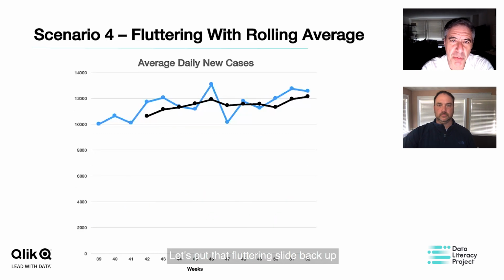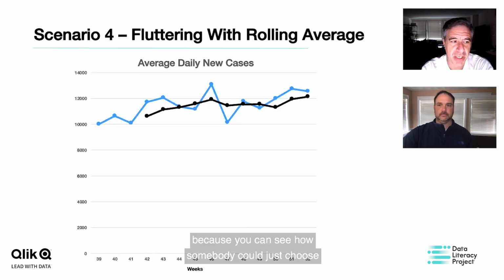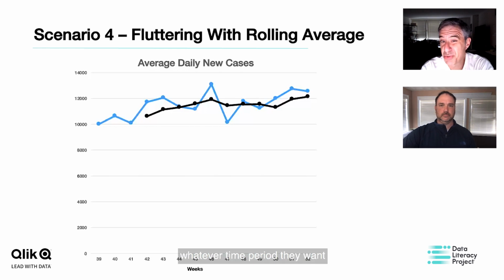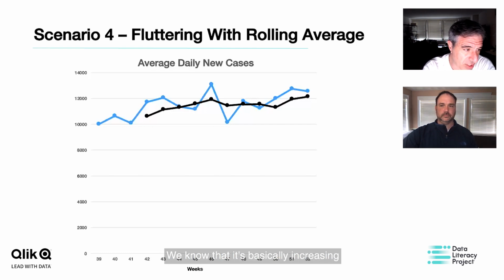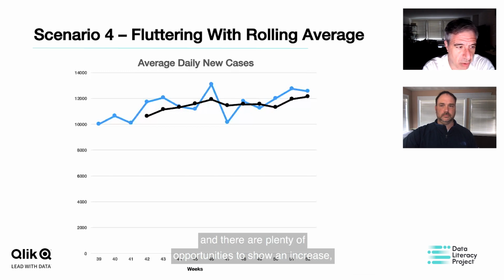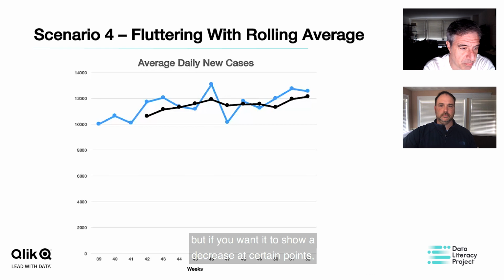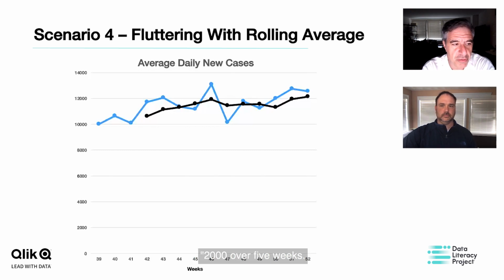Of course they are. Let's put that fluttering slide back up because you can see how somebody could just choose whatever time period they want to make it look like the trend is increasing or decreasing. We know that it's basically increasing, and there are plenty of opportunities to show an increase. But if you wanted to show a decrease at certain points, let's just say week 47, you could say, hey, it's decreased, 2,000 over 5 weeks. It's decreased 16%. Everything we're doing is good. And yet the trend is still going higher.